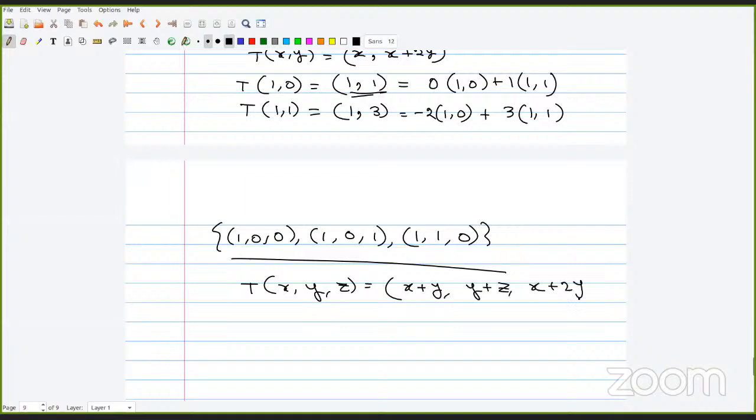Suppose x plus 2y. I am taking some difficult thing. Okay, so at first you write T of 1 0 0. What is this? 1 0 1, right? Yes. Now you have to write this in terms of these vectors. This is your v1, v2, and v3. So alpha, beta and gamma same.